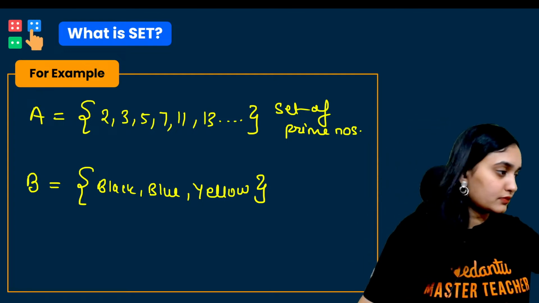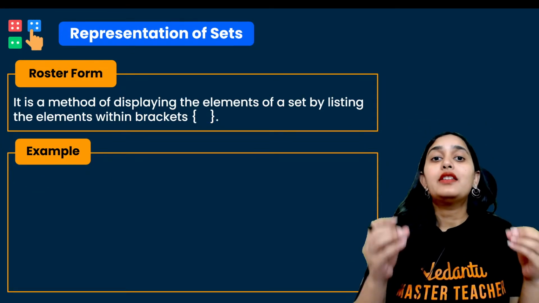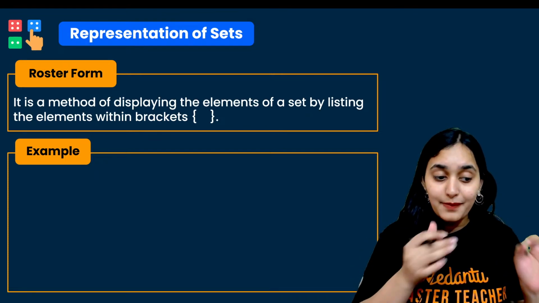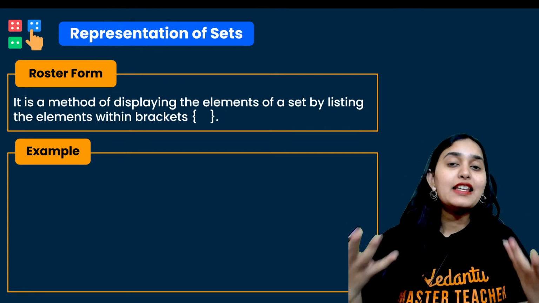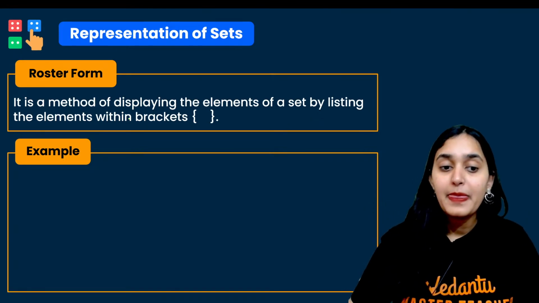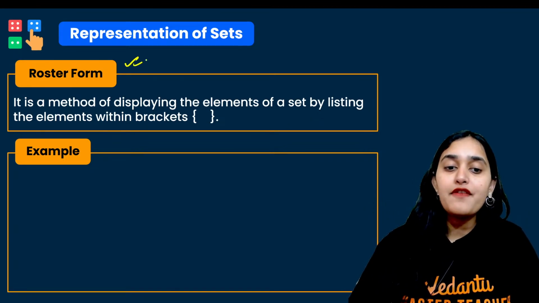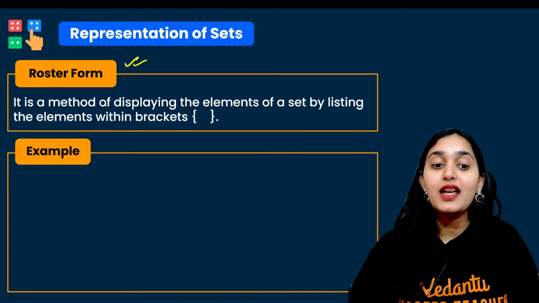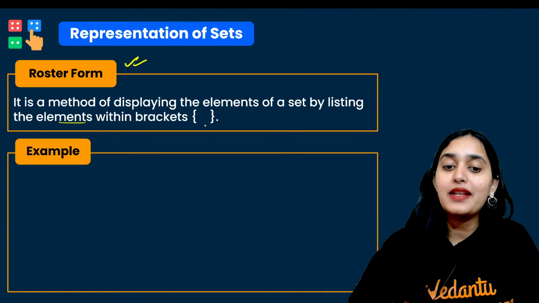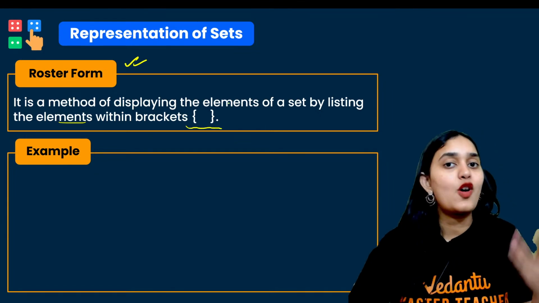Now, talking about the different types of representations of a set, the different ways in which we can show a set. First is roster form. Just now we have seen that if I want to display the elements of a set by listing the elements inside curly brackets, then it is called roster form.